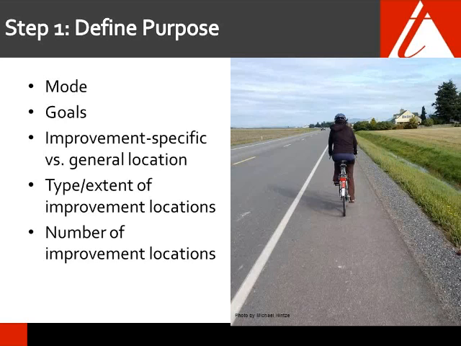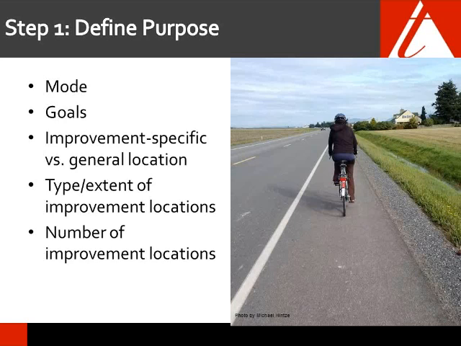And then the location type or the extent. What types or extent of improvement locations will be prioritized? Are the locations confined to one spot or area, like an intersection, or are they entire neighborhoods or districts within a city? And then finally, the number of improvement locations. In general, how many improvement locations will be prioritized?